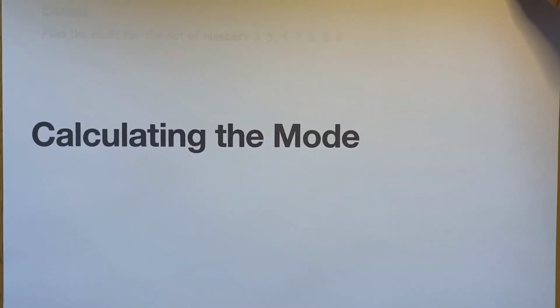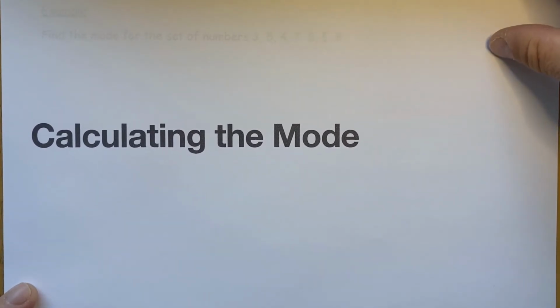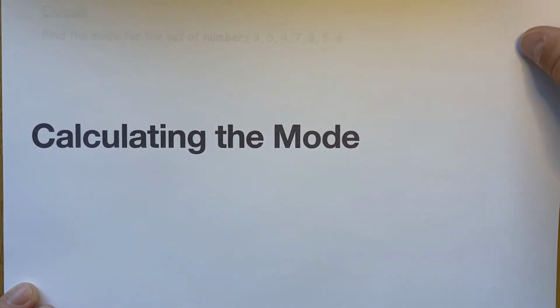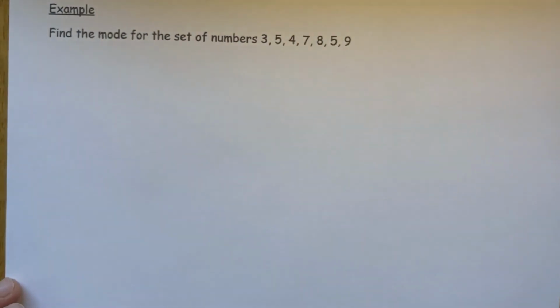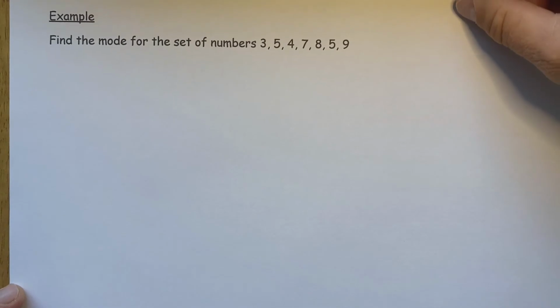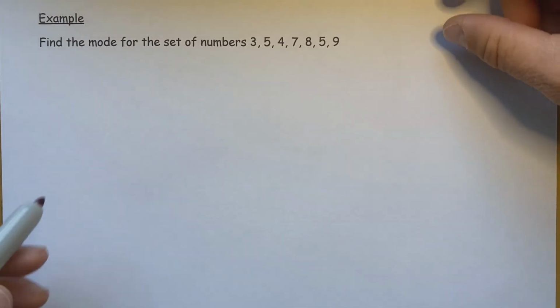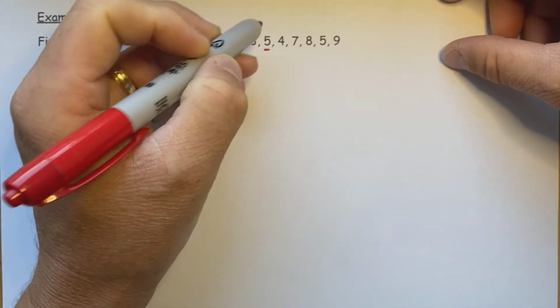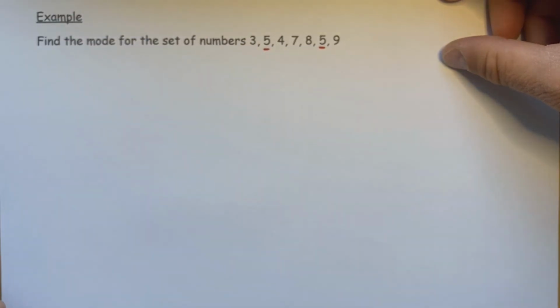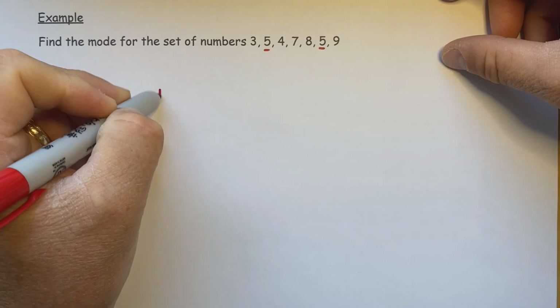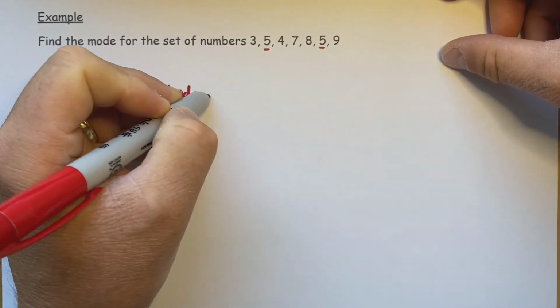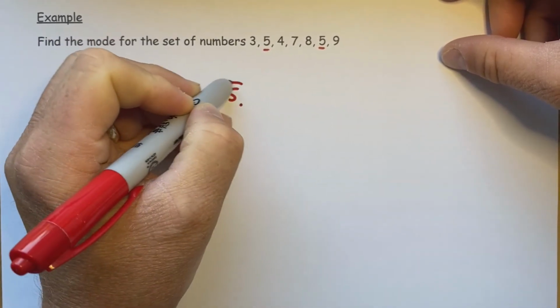Now for the easiest of the measures of average, that is calculating the mode. The mode is that quantity which occurs the most. I'll have a look at just a few examples of this one, starting with a list of numbers. Very quickly you can see here that the mode is 5, because 5 occurs twice, whereas every other number only occurs once. So the mode equals 5.